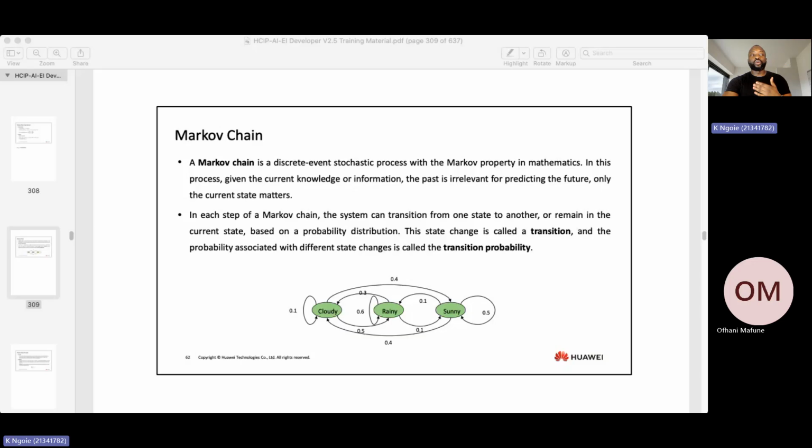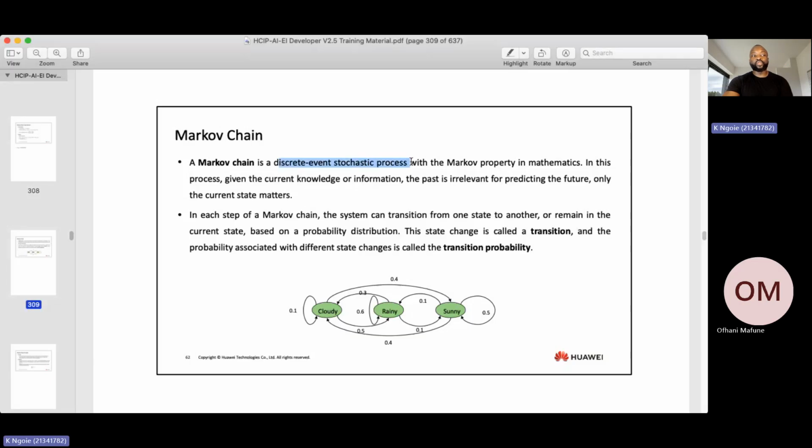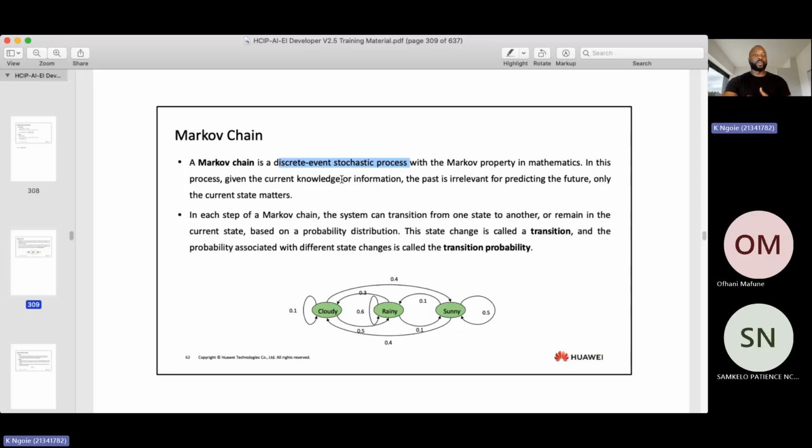So when we're looking at the Markov chain, it is just a stochastic process. Basically, it's a mathematical model that is used to describe a system that transitions from one state to another state, where each new state depends only on the current state, not on the full history of what happened previously. This is known as the Markov property. So that's how Markov will work.